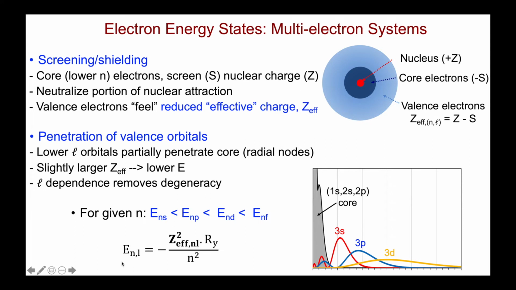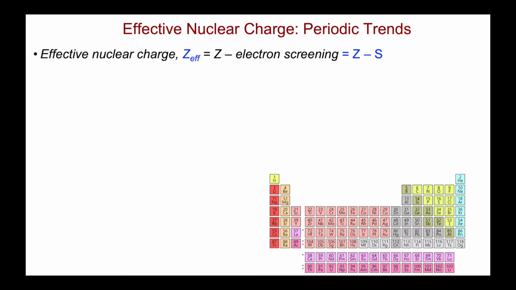And so now the energy of an electron in those orbitals is given by a Bohr-type equation. We still have the 1 over n squared dependence. But here, instead of the Z squared, we use the effective Z squared. And this in turn is a function of both n and L. The effective nuclear charge shows important periodic trends.